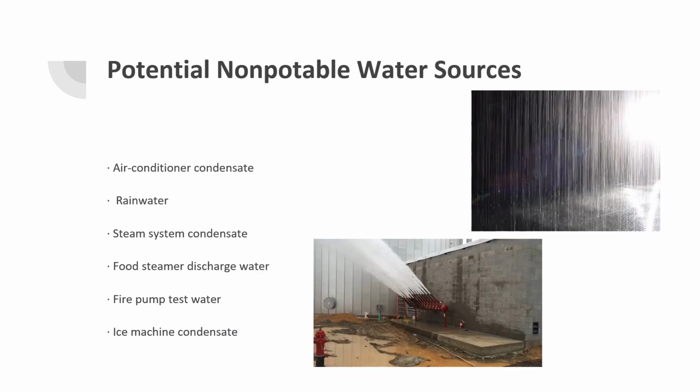Non-potable water can be used to reduce the amount of potable water used in your cooling tower. The sources of non-potable water, however, should have low levels of dissolved solids. Stormwater runoff, for example, is not a good source of non-potable water due to its high level of dissolved solids. Some good sources of non-potable water are air conditioner condensate, rainwater, steam system condensate, food steamer discharge water, fire pump test water, and ice machine condensate.